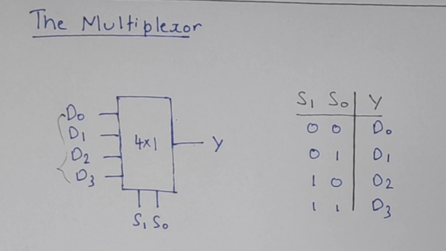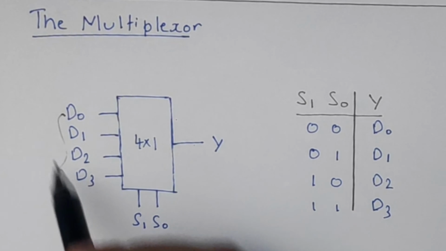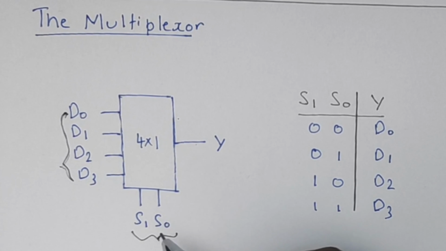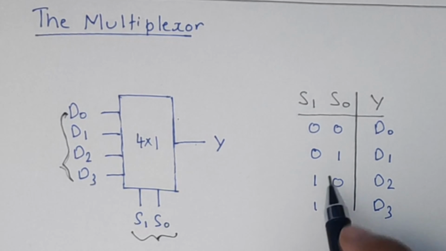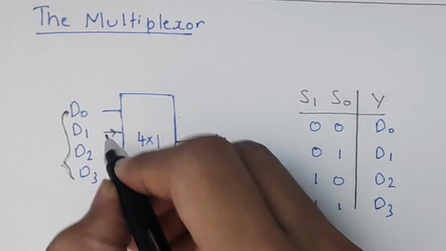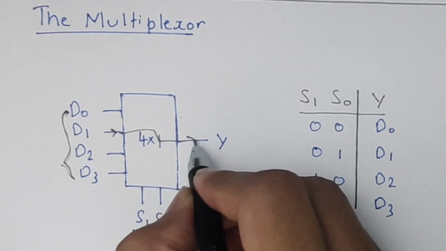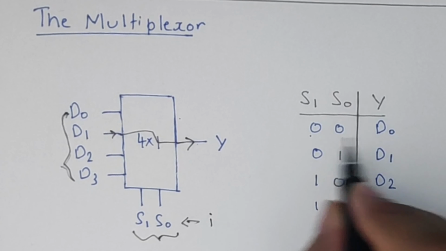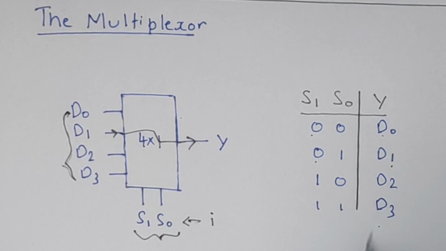The multiplexer is to combinational circuits what a flip-flop is to sequential ones. It is pretty simple. It has two inputs, data and select lines. If we set the select lines as i, the ith input is muxed to the output, as you can see by the truth table. If we set it as 0, it's D0, 1, D1 and so on.